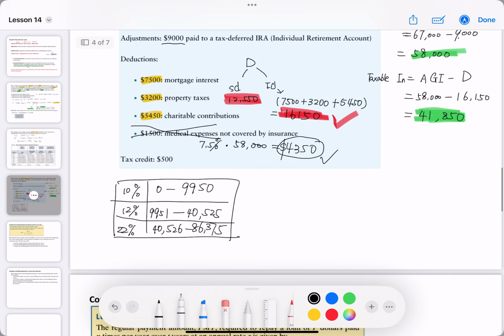All right. So for her 10%, she has $9,950 multiplied by 0.1. So this is the amount of money she needs to pay at 10%. And then the money between 9,951 and 40,525, she needs to pay 12%.